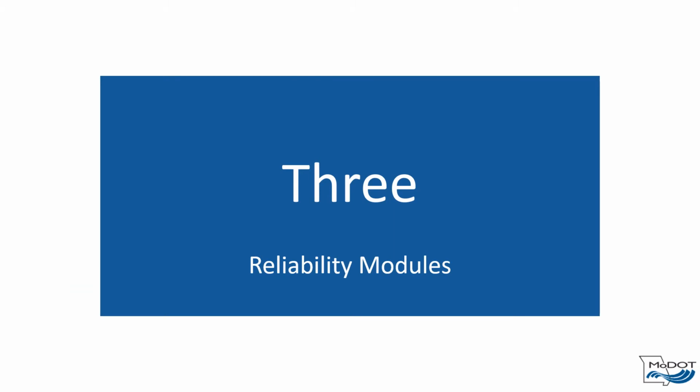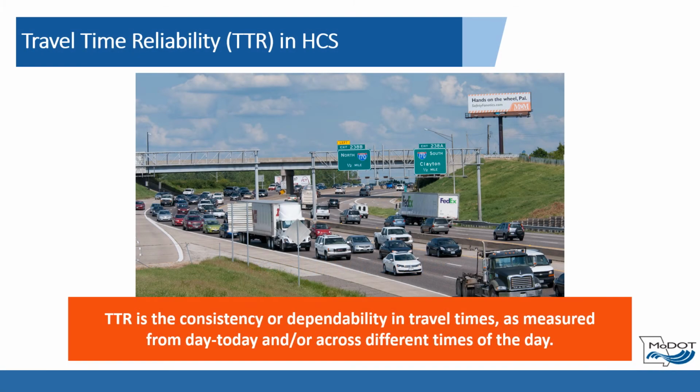There are several types of reliability analyses that HCS can perform. FHWA defines travel time reliability, or TTR, as the consistency or dependability in travel times, as measured from day to day and across different times of the day. Conventional capacity analysis methods evaluate average weekday peak period traffic operations.